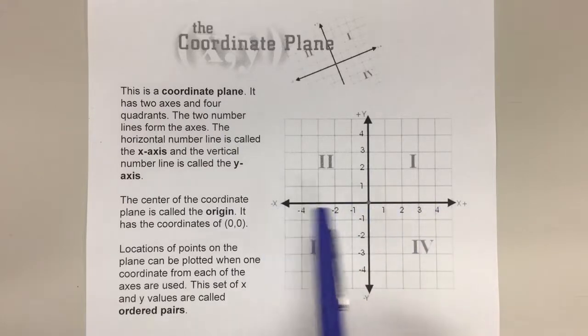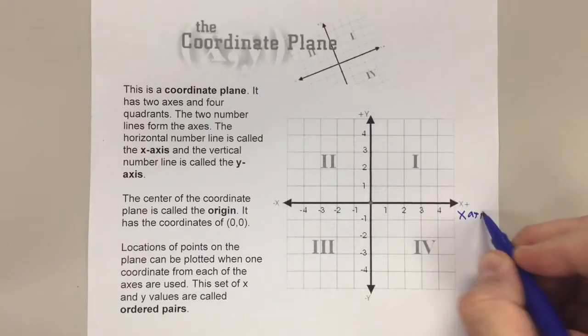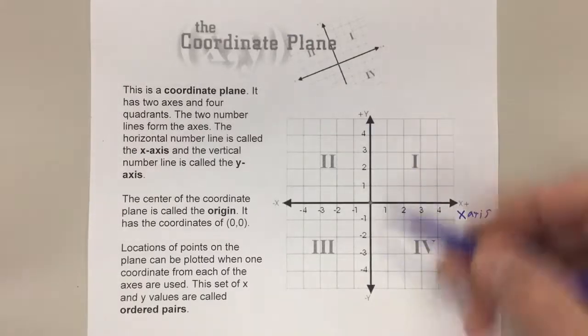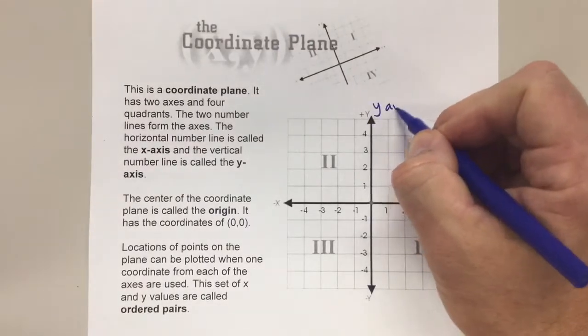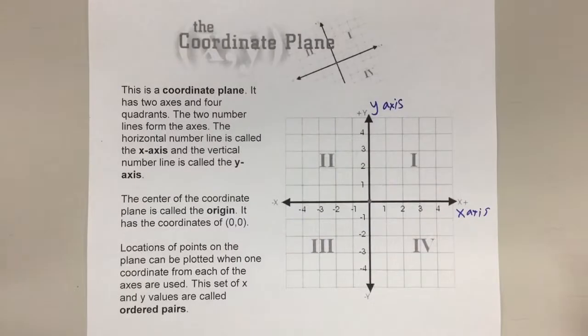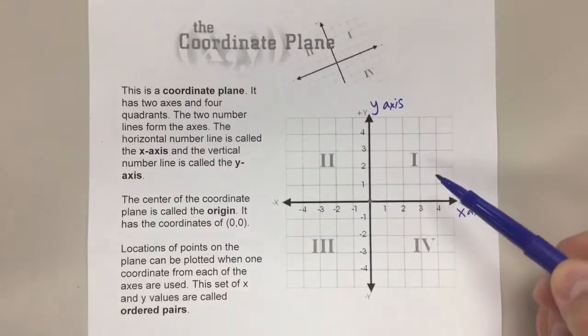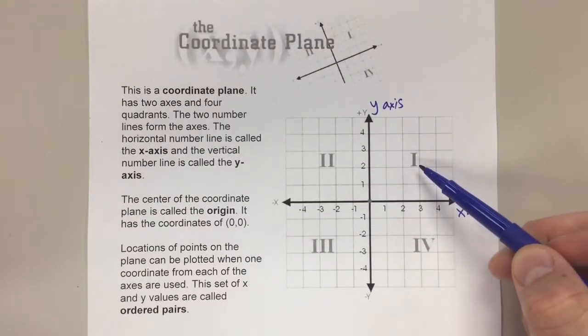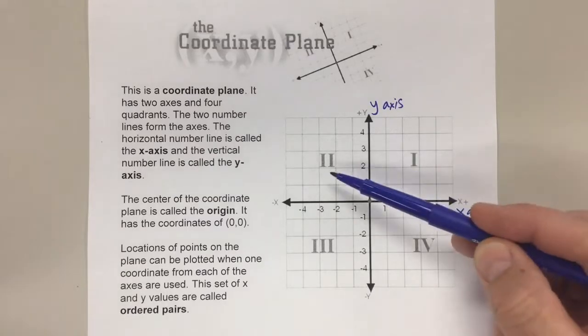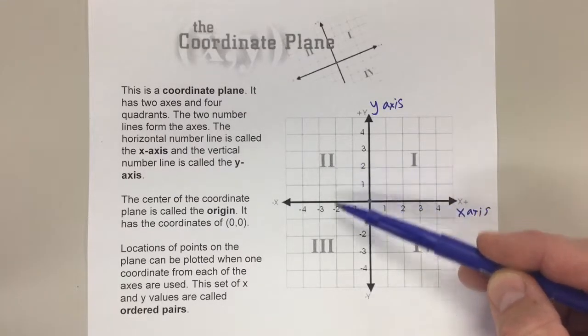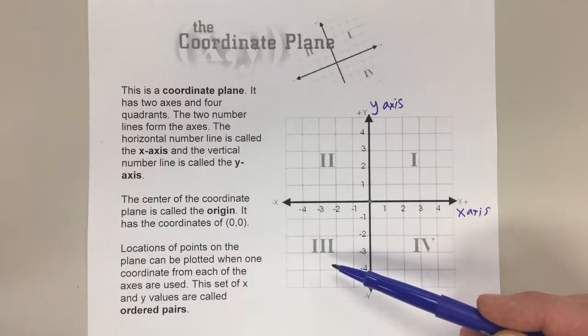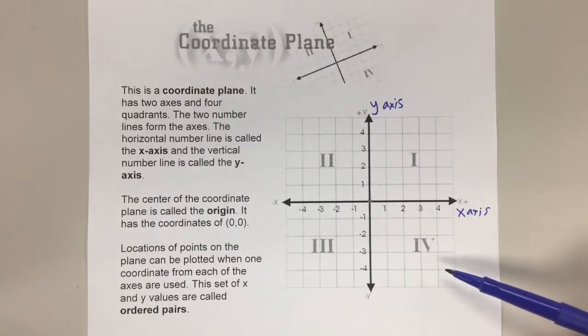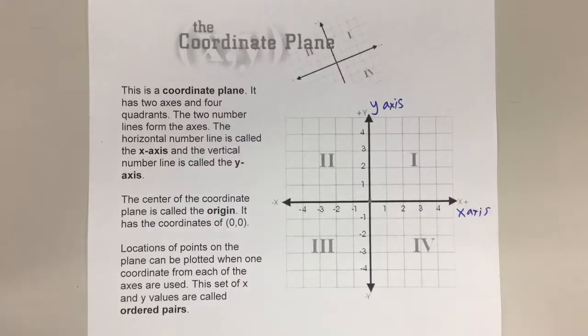It has an x-axis that goes across horizontally and a y-axis that goes down vertically. It has four quadrants, which are labeled with Roman numerals. The upper right-hand quadrant is labeled 1, the upper left quadrant is labeled 2, the lower left quadrant is labeled 3, and the lower right quadrant is labeled 4.